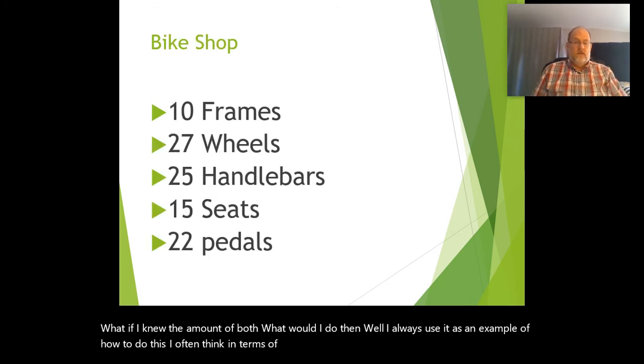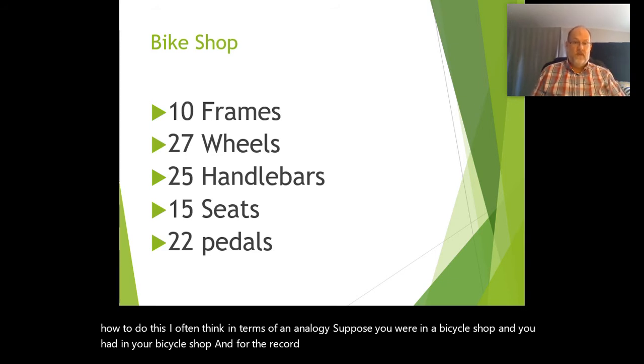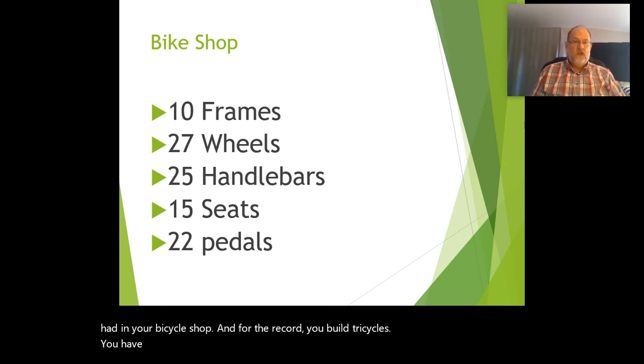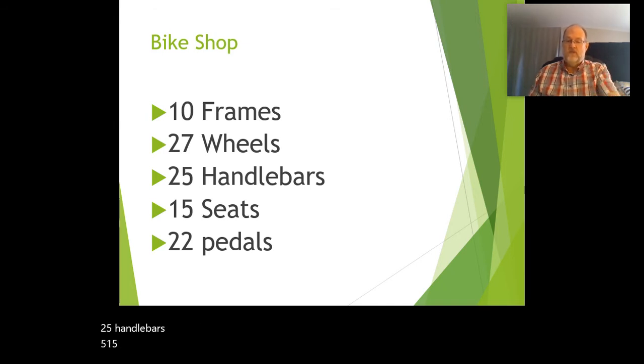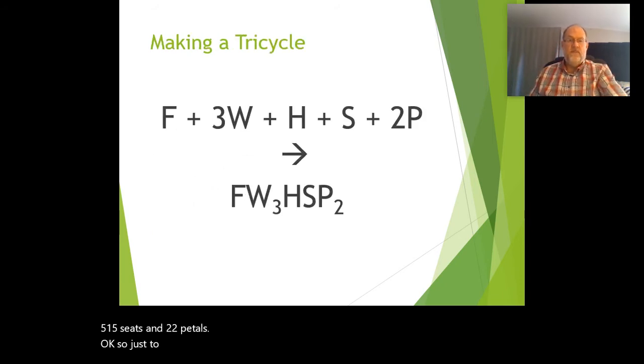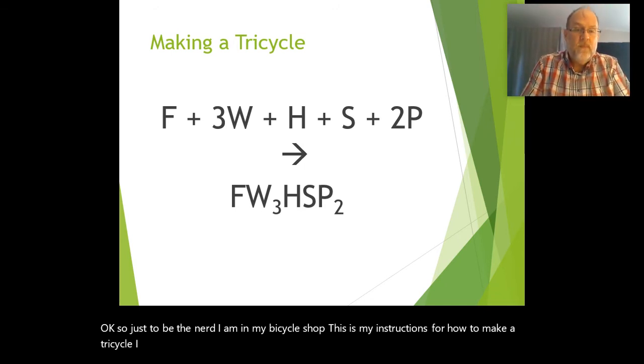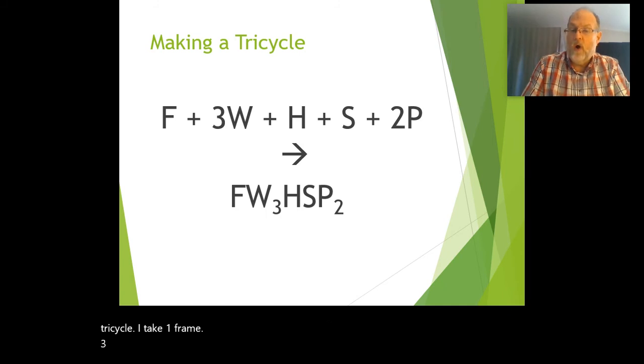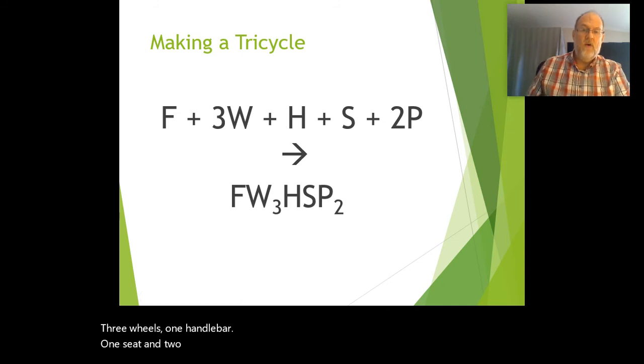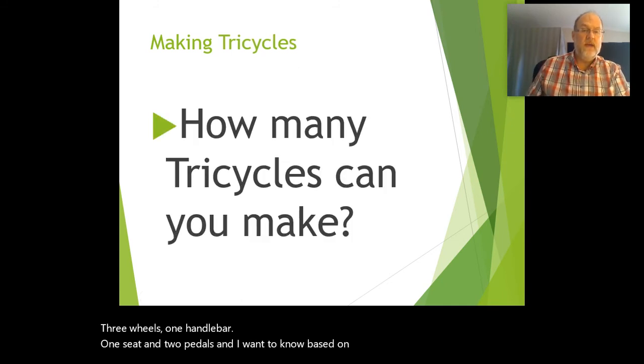Suppose you were in a bicycle shop, and for the record, you build tricycles. You have 10 frames, 27 wheels, 25 handlebars, 15 seats, and 22 pedals. Okay. So just to be the nerd I am, in my bicycle shop, these are my instructions for how to make a tricycle. I take one frame, 3 wheels, 1 handlebar, 1 seat, and 2 pedals.